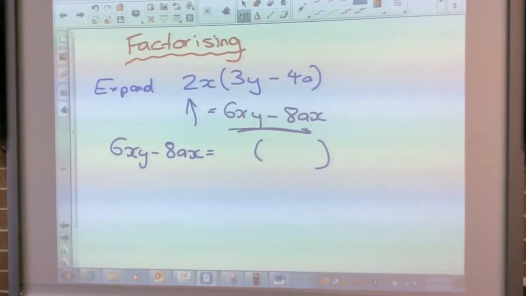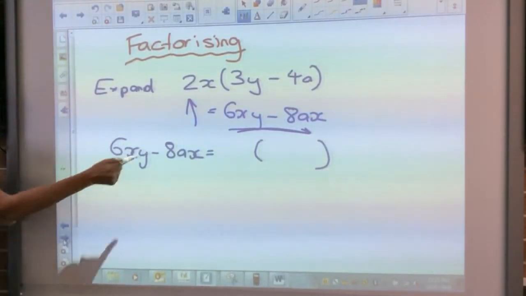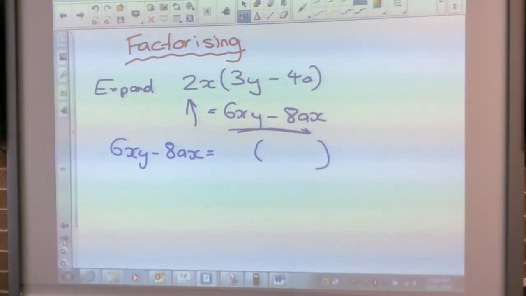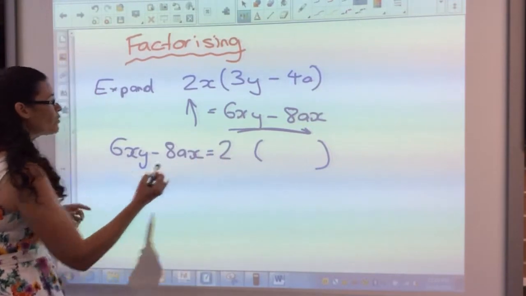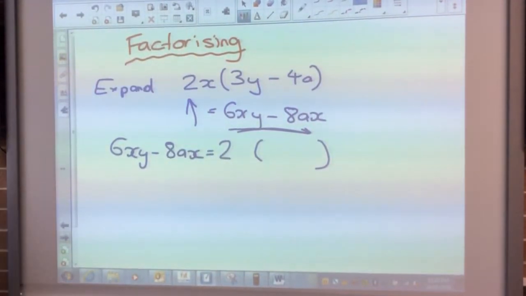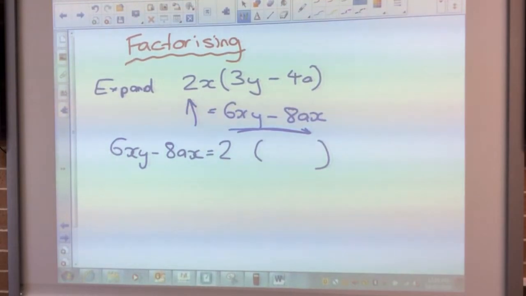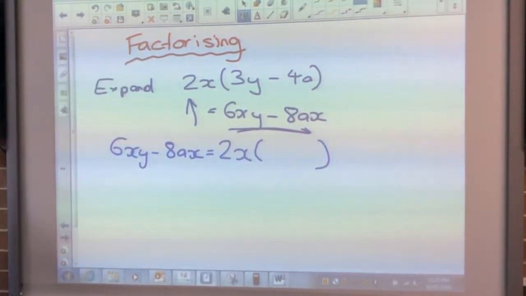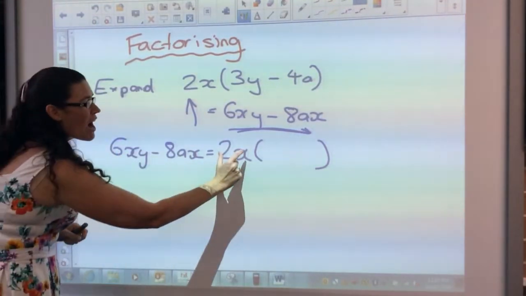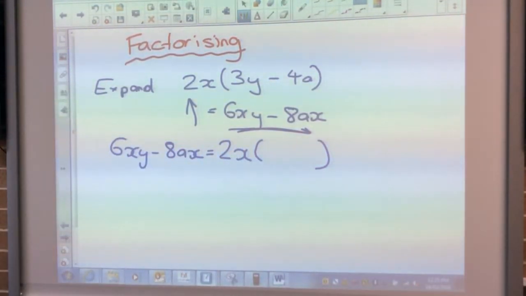the thing that goes in front of the brackets must always be the highest common factor. Not any old factor, it must be the highest. So I know the highest is 2x because we saw the question there, but we can work that out easily. The highest common factor of 6 and 8 is 2. Looking at our xy and our ax, the only thing that's common is the x. What goes in the brackets is what you get when you do 6xy after dividing out the 2x.